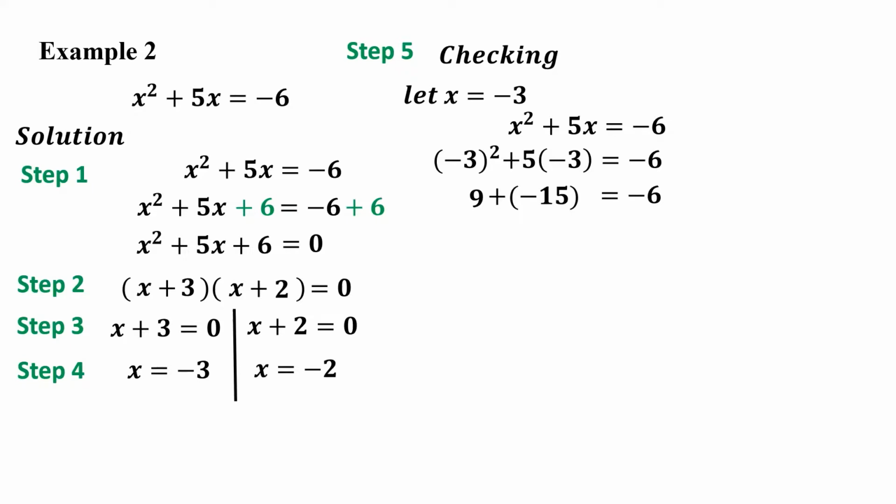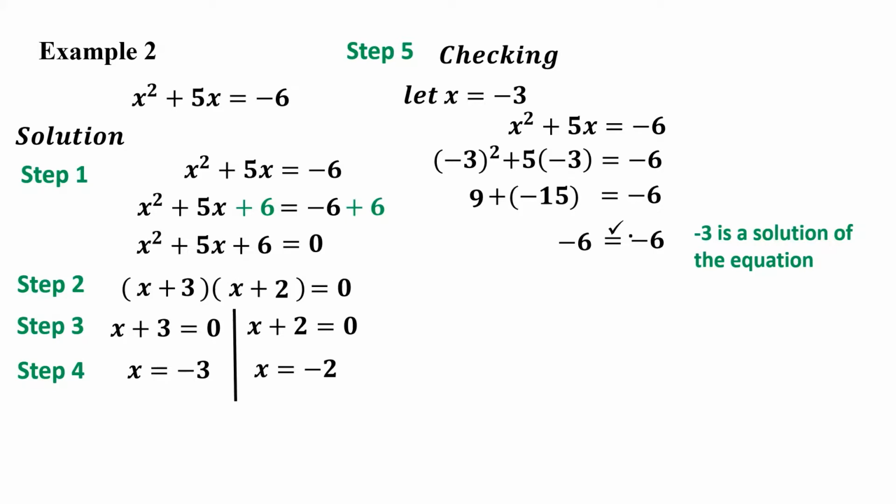Next, we will add 9 plus negative 15. The result becomes negative 6. How? Since they are not similar in sign, it will proceed to subtraction, not addition. The sign of the answer will depend on the highest value. Since 15 is greater than 9, the sign of the answer will be negative. So, we have negative 6. Then, negative 6 is equal to negative 6. Therefore, negative 3 is a solution or root of the given equation.